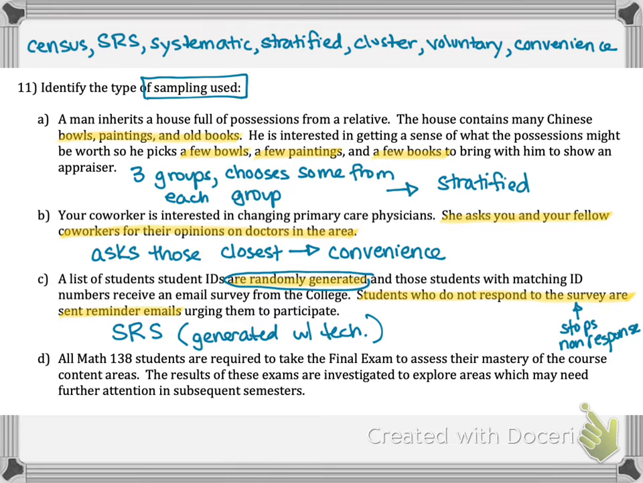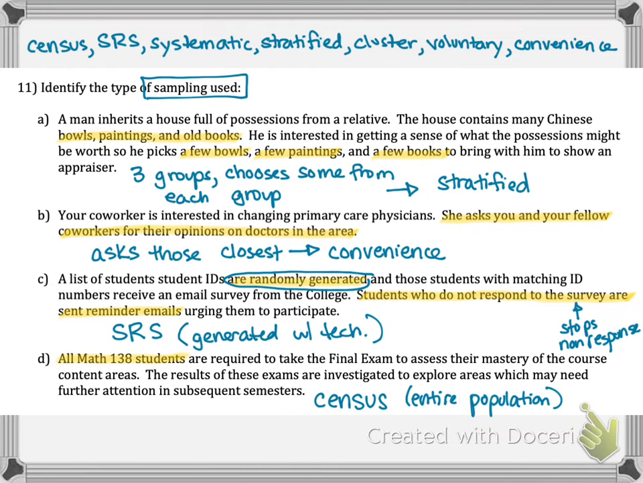All right, we're going to go one more time. All Math 138 students, all the students, are required to take the final exam. The results are investigated to explore areas which may need further attention in subsequent semesters. Okay, if everyone does this and no one is left out, this is when we achieve a census. The entire population was surveyed with that exam.